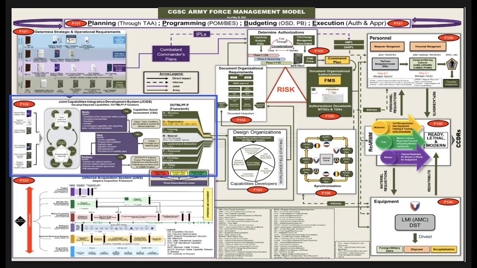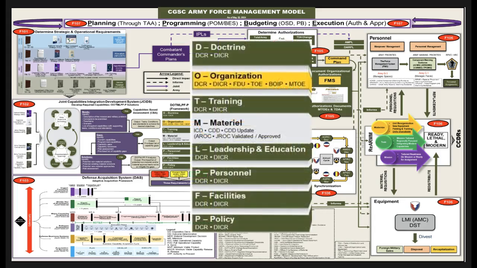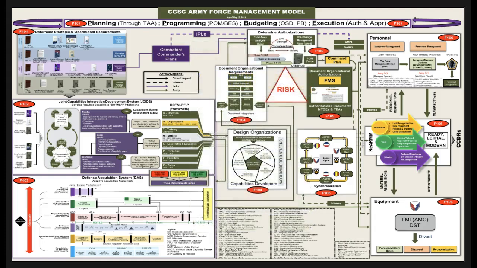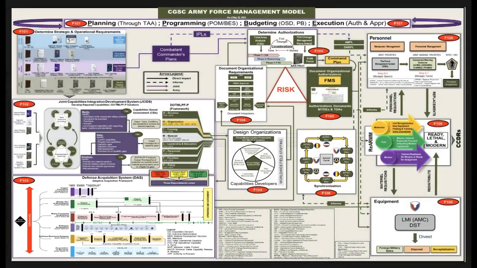F102 covers the Joint Capabilities Integration Development System, or JCIDS. This class explores how the Army develops required capabilities and DOTMLPF-P solutions through a capabilities-based assessment process. F103 examines the Defense Acquisition System, or DAS. This includes the Adaptive Acquisition Framework, detailing the life cycle from need identification to procurement and fielding of new capabilities.